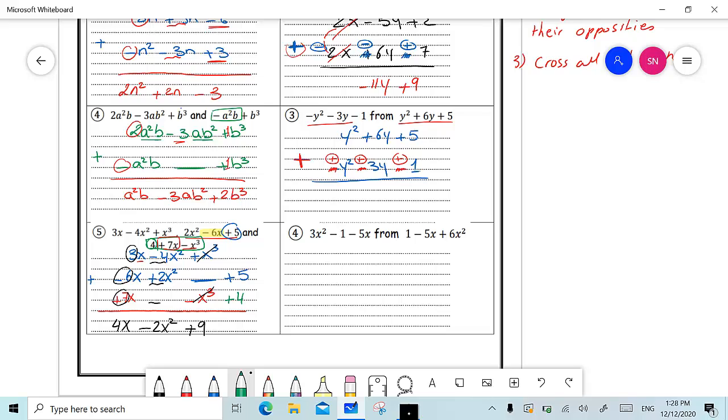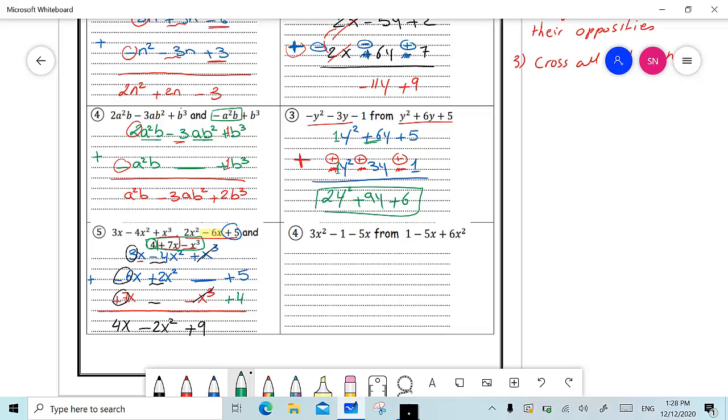Y squared plus y squared. Here I have a coefficient of 1, and here I have a coefficient of 1. So 1 plus 1, the new coefficient is 2, and the variable is y squared as it is. Going now to the terms which have y. So I'm going to make positive 6 plus positive 3, and this is equal to positive 9y. And positive 5 plus positive 1, this is equal to positive 6. And here is the result of subtracting negative y squared minus 3y minus 1 from y squared plus 6y plus 5.